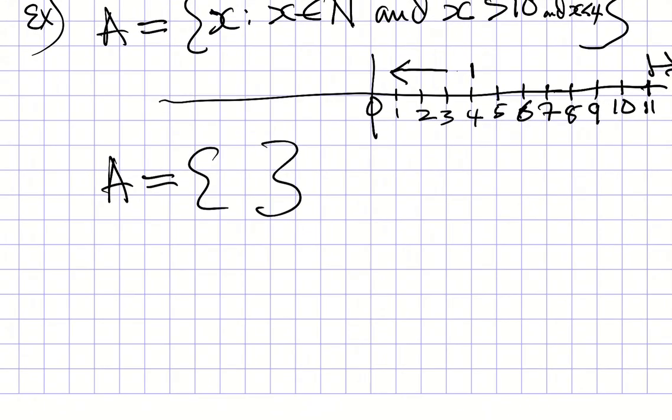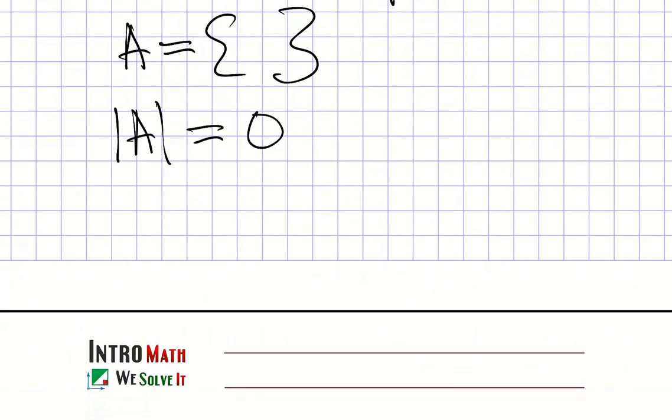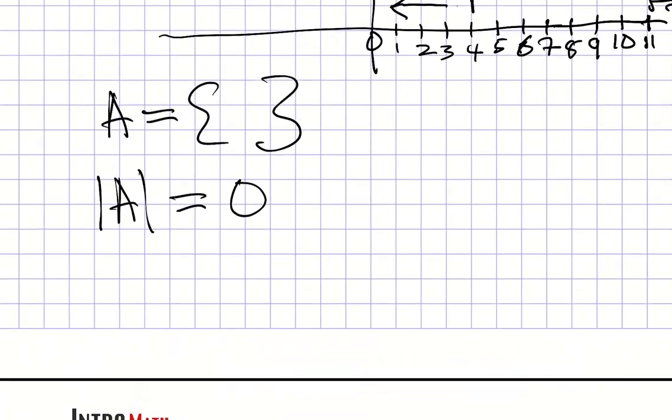Now suppose you want to find the cardinality of an empty set. The cardinality of an empty set is 0 because there's nothing there. It doesn't have any element. The number of elements it has is 0.